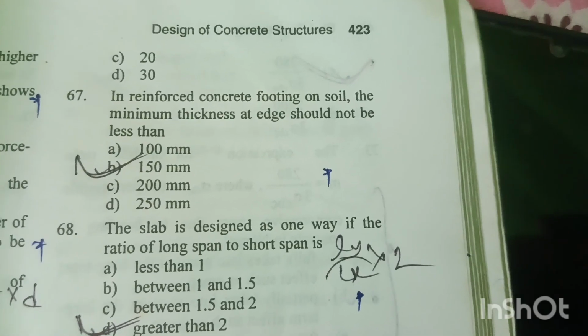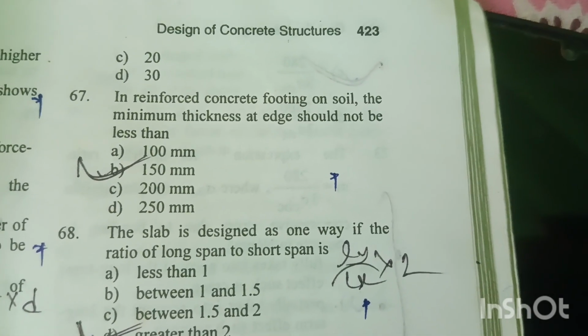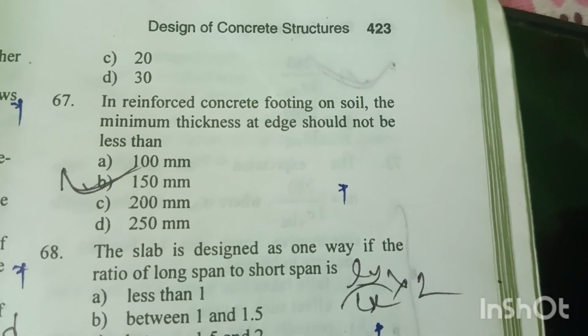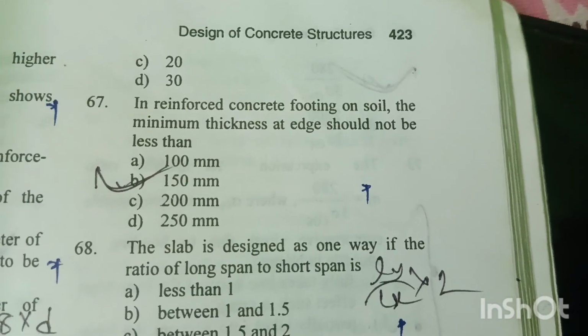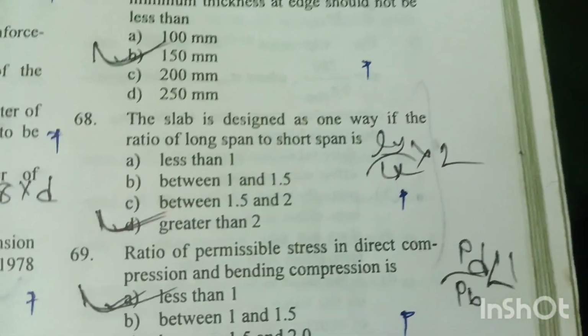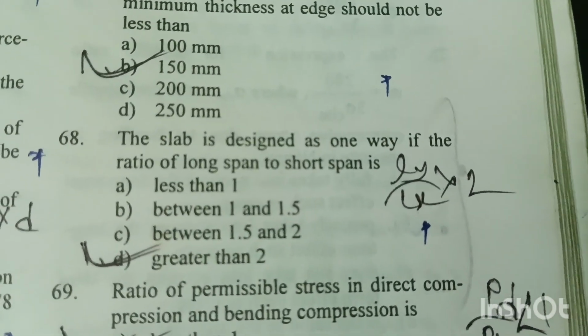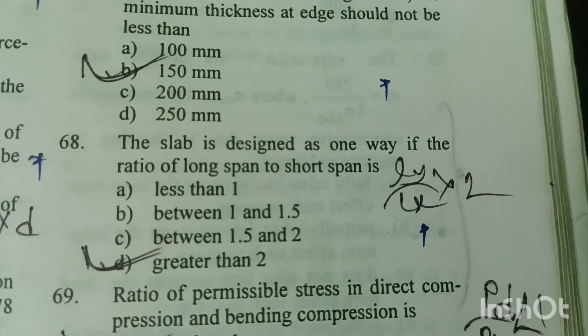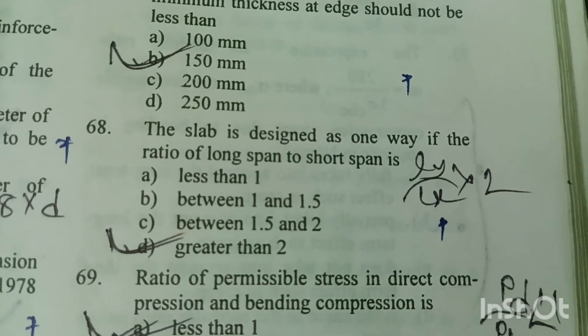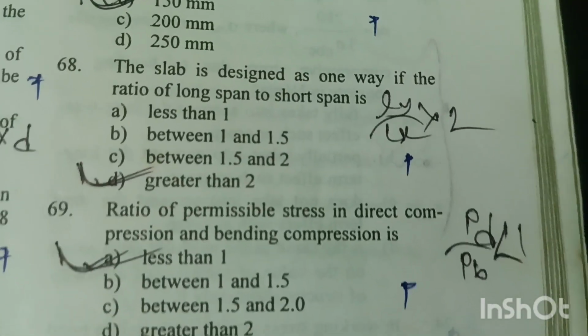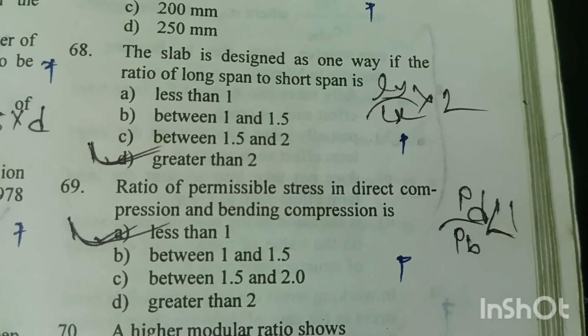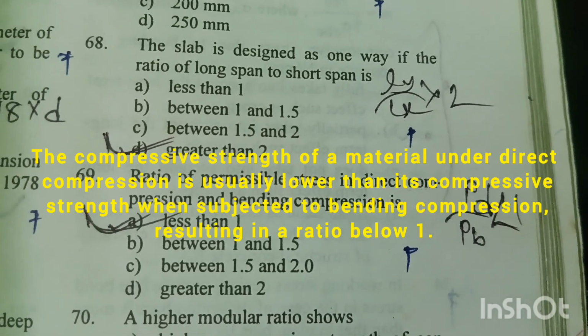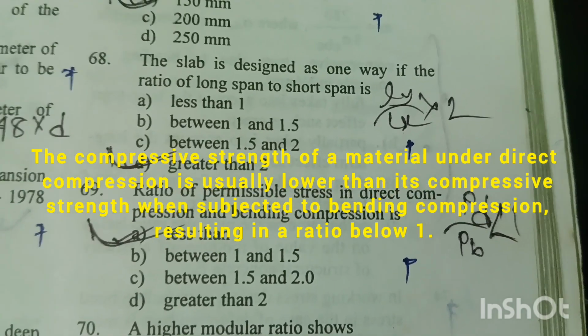Question number 67. In reinforced concrete footing on soil, the minimum thickness at the edge should not be less than 150 mm. Option B is the right answer. Question number 68. The slab is designed as one way if the ratio of the long span to short span is greater than 2. Option D is the right answer. Question number 69. The ratio of permissible stress in direct compression and bending compression is always less than 1. Option A is the right answer.